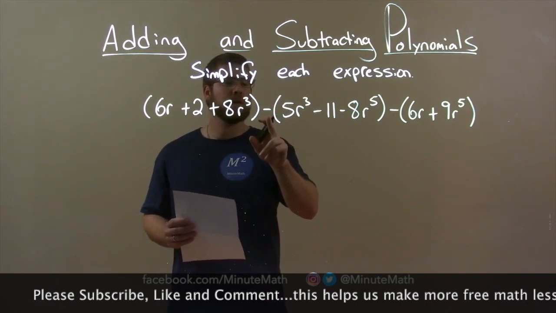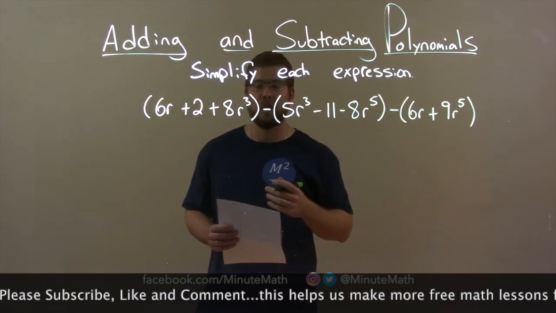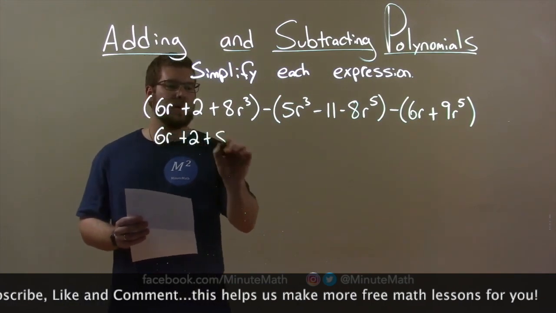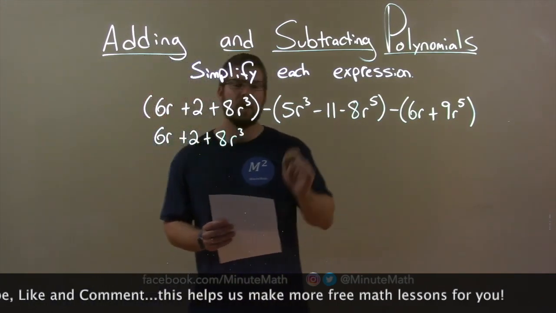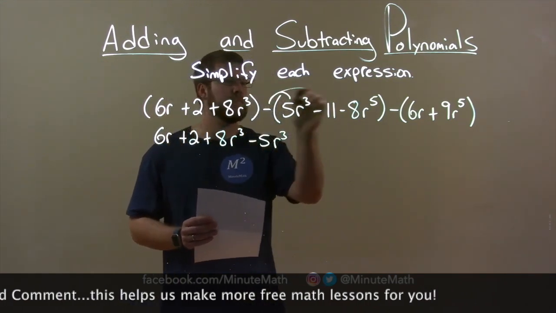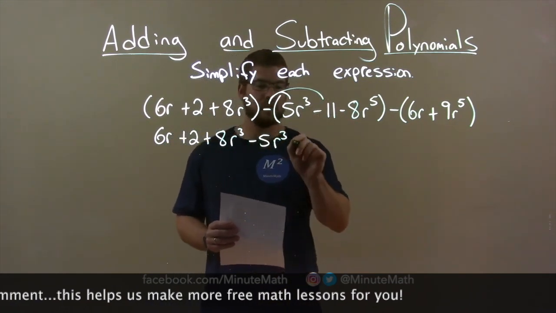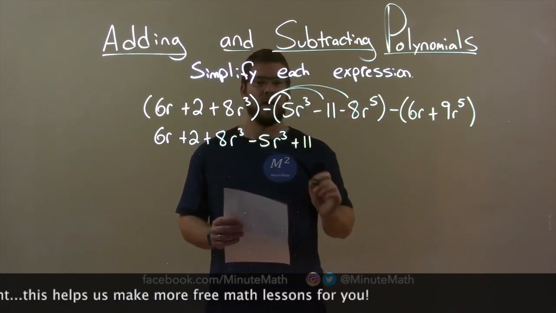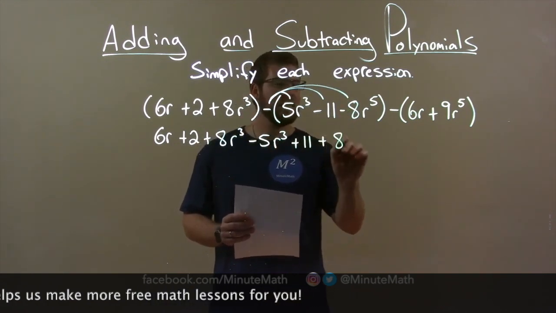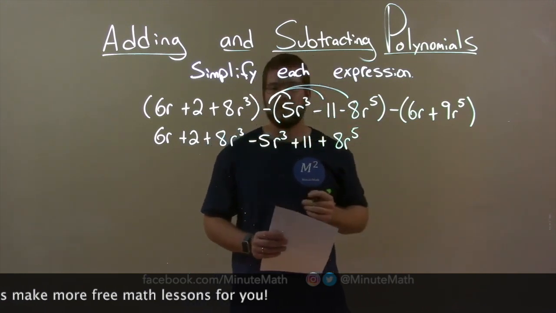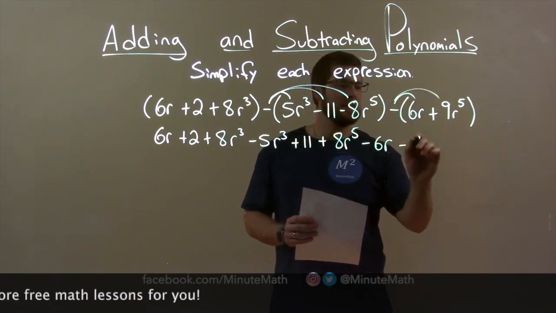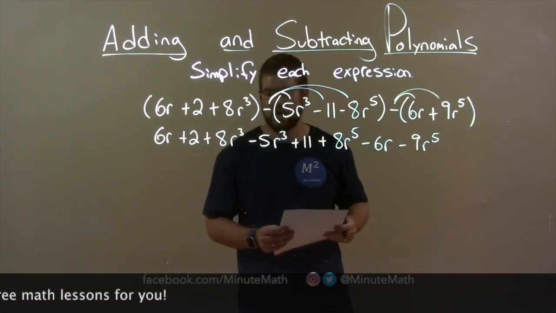Next thing, I want to distribute my minus signs to their corresponding parentheses. First one doesn't have any, so we have 6r plus 2 plus 8r to the 3rd just comes down. This minus sign gets distributed, and we have minus 5r to the 3rd. Minus times a minus is a positive, so we have plus 11. And over to the last one, minus times a minus, or negative times a negative is a positive. And we have an 8r to the 5th. Same thing with the last parenthesis. We have a minus 6r here, and then a minus 9r to the 5th.